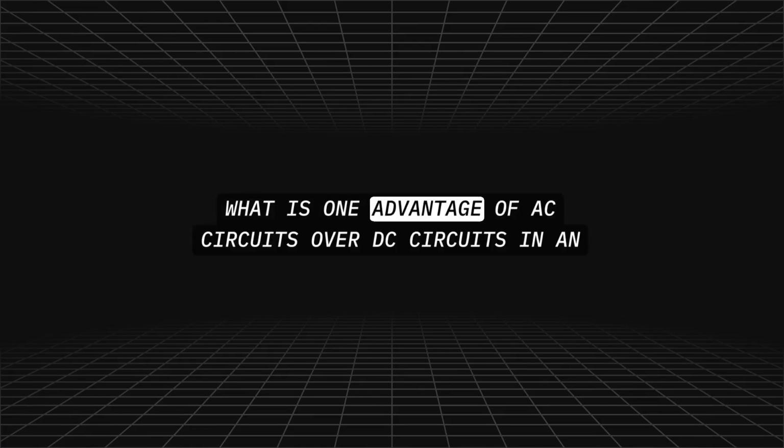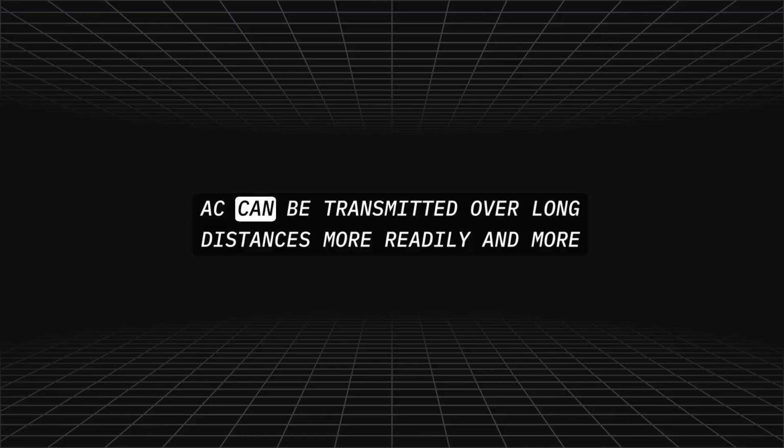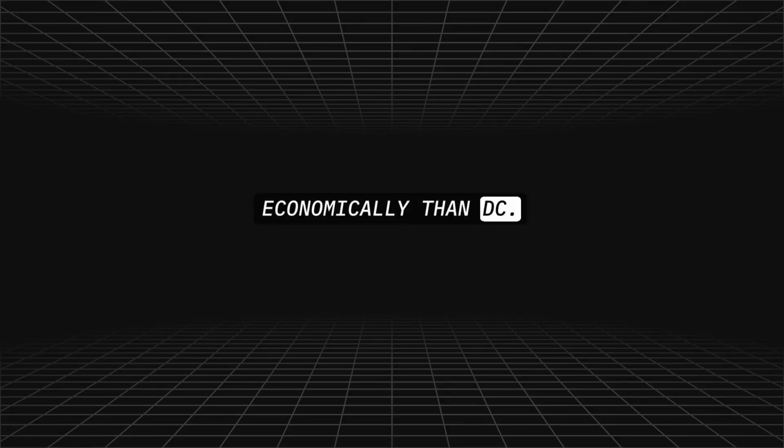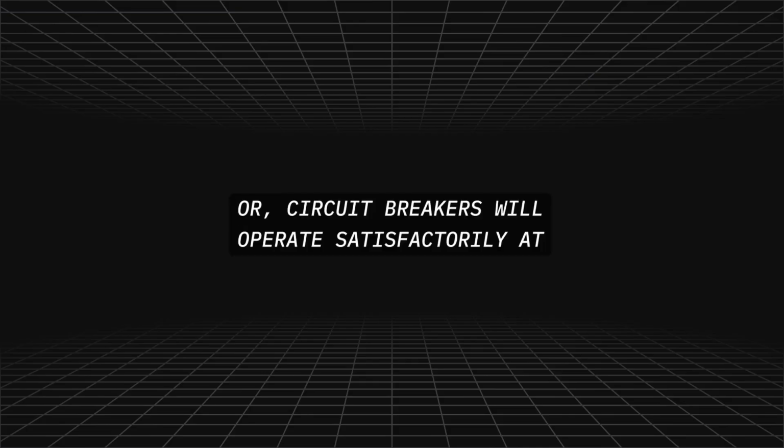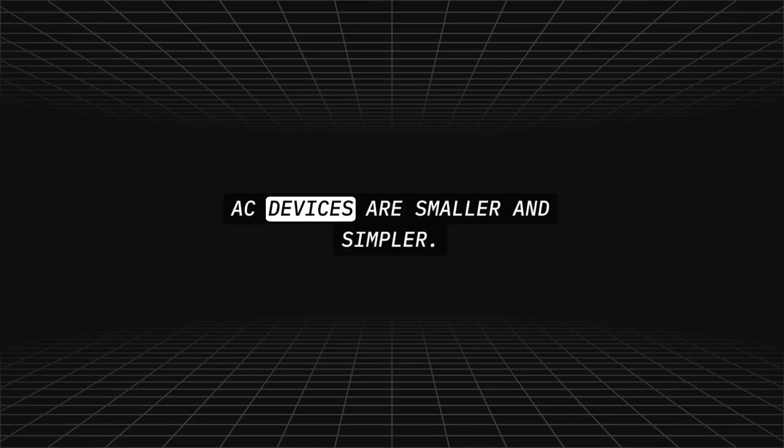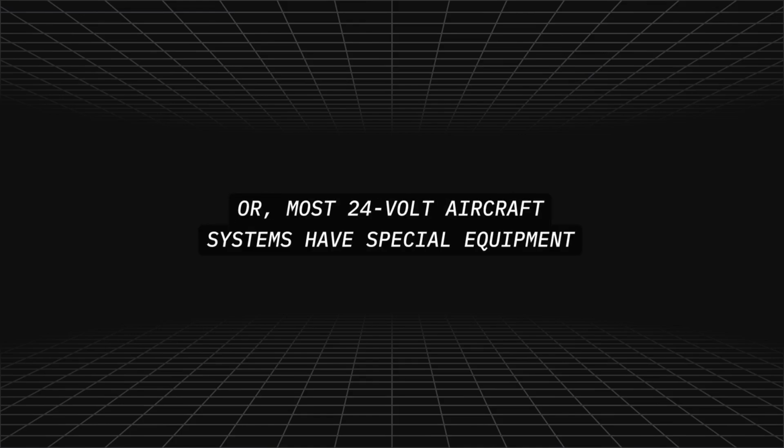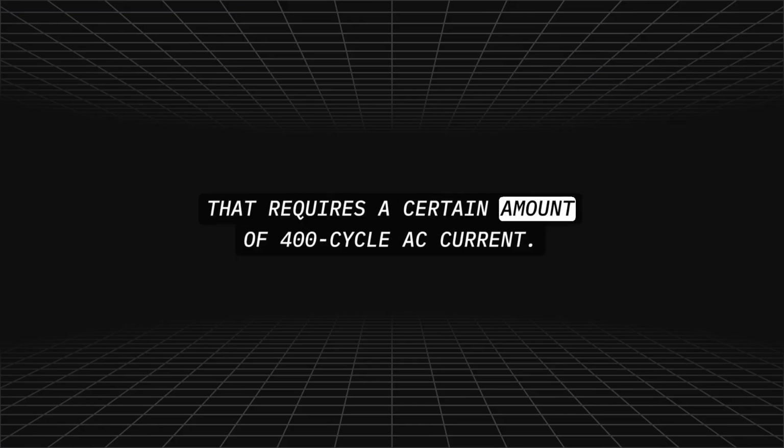What is one advantage of AC circuits over DC circuits in an aircraft? AC can be transmitted over long distances more readily and more economically than DC. Or space and weight can be saved. Or circuit breakers will operate satisfactorily at altitude. AC devices are smaller and simpler. Or most 24-volt aircraft systems have special equipment that requires a certain amount of 400 cycle AC current.